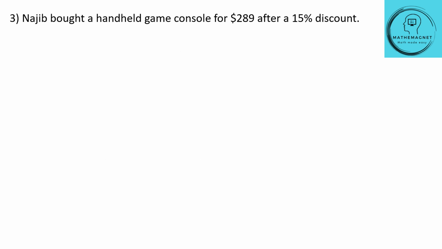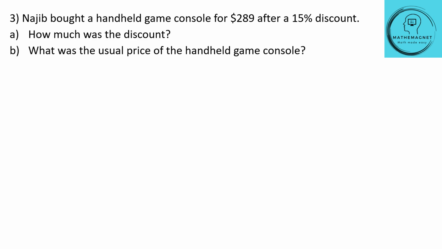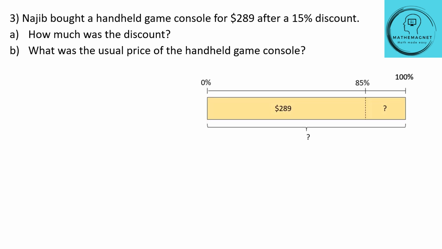Question number 3. Najib bought a handheld game console for $289 after a 15% discount. How much was the discount and what was the usual price of the handheld game console? So they have given us the information that Najib bought a game console after a 15% discount and paid $289. Now they want us to find the discount amount he got and the usual price, that is, the price of the console without the discount. So let's begin by drawing the bar model.